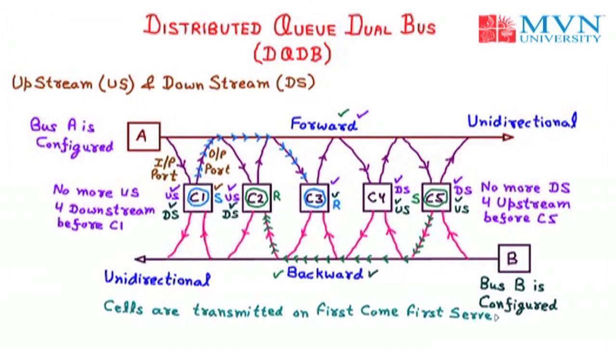So that is all about the distributed queue dual bus, in which we have two unidirectional buses and they are configured differently in the backward and the forward direction. So that's all about DQDB.